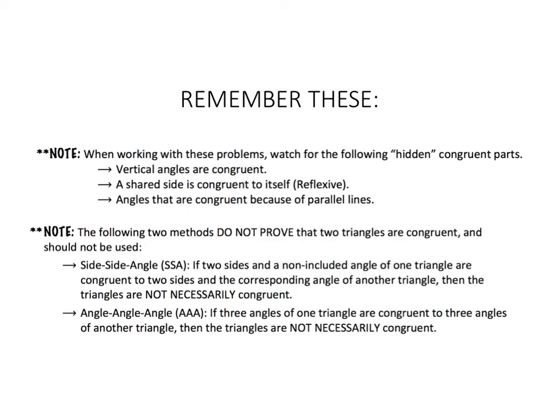Also remember these things, okay? So we have our hidden congruency statements, vertical angles, a shared side is the same as itself, and when we have parallel lines, we can use our things from the second test in chapter 2. So usually alternate interior angles, but don't forget there are others, okay?